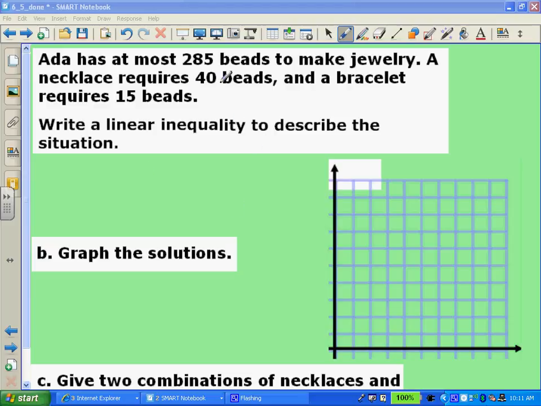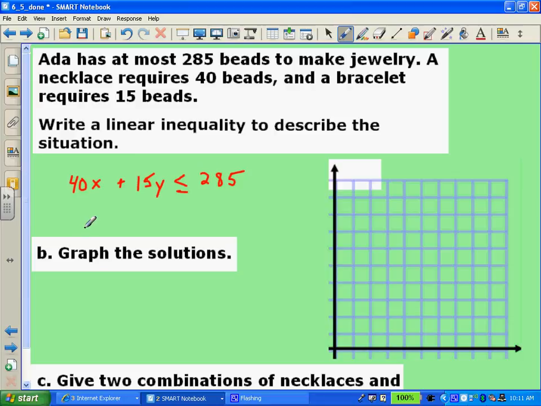So if necklace beads are X, we'd have 40X, and then bracelets are Y, we'd have 15Y, and she only has 285 beads, so she can't use more than, so less than or equal to 285. So then I have my inequality. Now the next thing that I have to do is graph this. Now in order to graph it, I need to solve it for y.